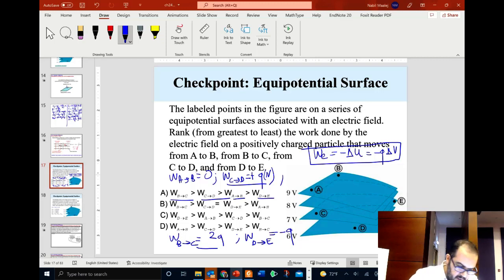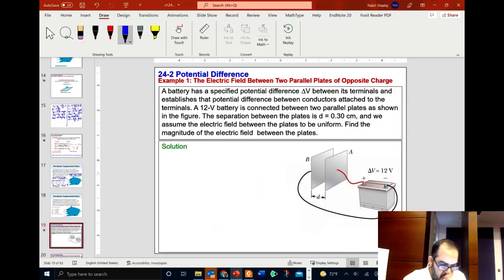Okay, next problem. Here we have a car battery, which has a specified potential difference delta V, 12 volts, between its terminals. It establishes a potential difference between the conductors attached to the terminals. Here we have a plate A and plate B connected to the 12 volt battery, as shown in the figure. The separation between the plates is 0.3 centimeters, and we assume the electric field between the plates to be uniform. Find the magnitude of the electric field between the plates.